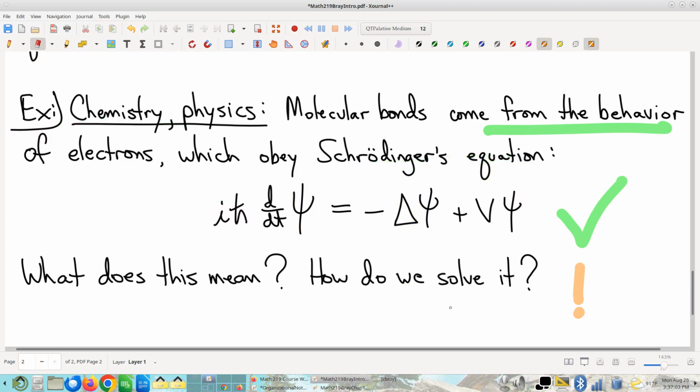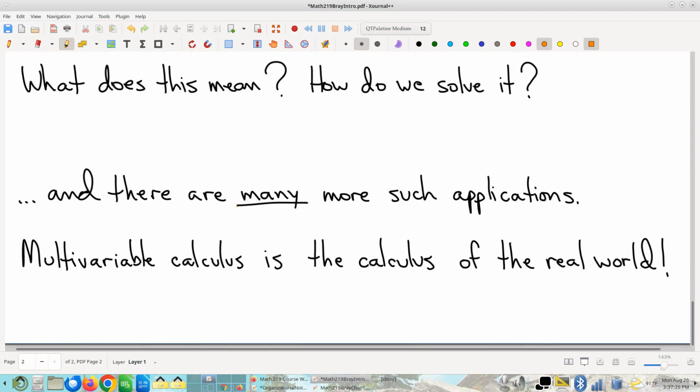Okay. All right. Now, these examples are field specific: chemistry, physics, econ, engineering, etc. Those field specific examples, I just picked the ones that I think are the coolest, most interesting, most important, etc. This is not a complete list. There's bazillions more such applications. Multivariable calculus is everywhere in real world applications.